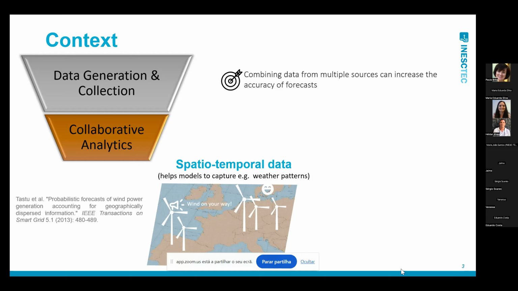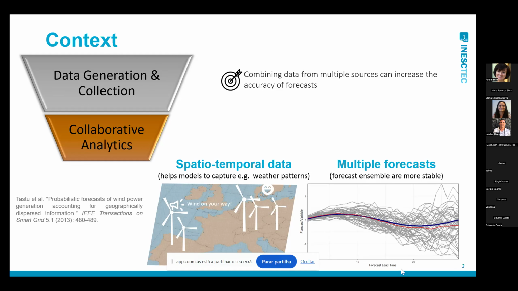This is an example. Another use case is if we have multiple independent forecasters who train their models to predict the same target variable, then an ensemble of these forecasts tends to be more accurate than each forecast individually. And this collaboration seems perfect. It's not a new discovery. In fact, we have this paper with more than 10 years. So more than 10 years ago, we already concluded that collaboration can be helpful to improve forecast accuracy.